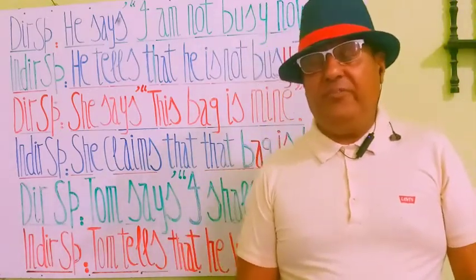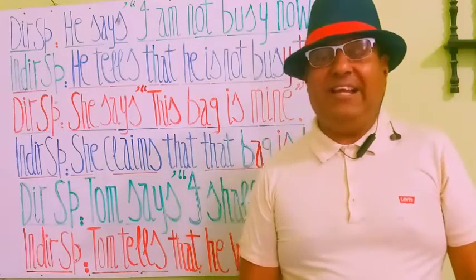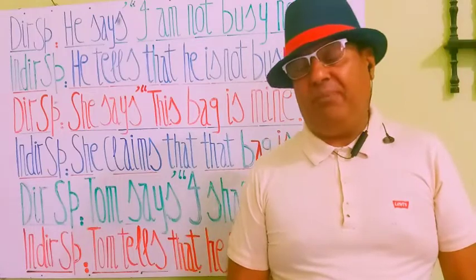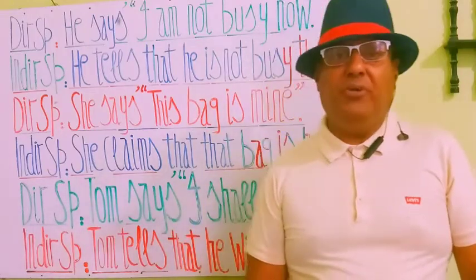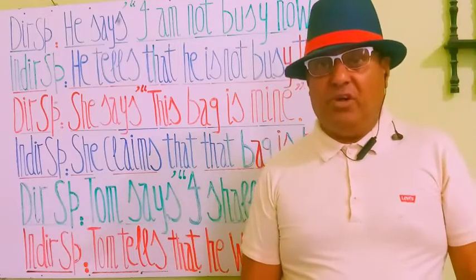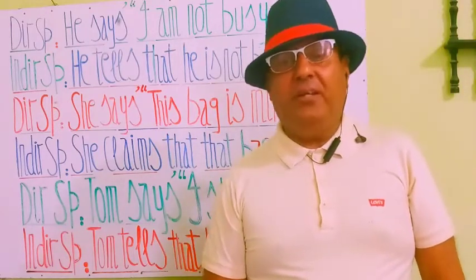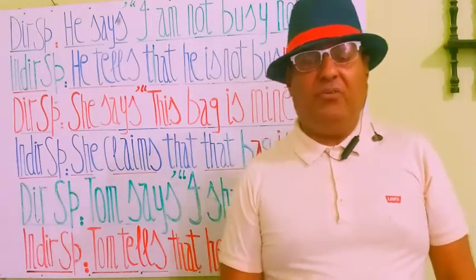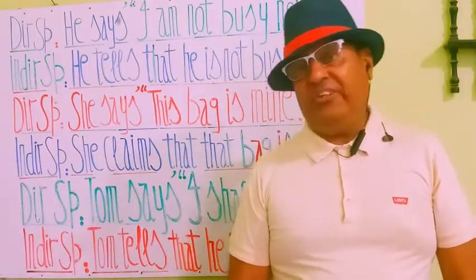Tom says, "Dad, I shall help her." Commas close, full stop. Tom says, Tom कहता है that, Tom says, comma straight, I shall help her. मैं उसकी मदद करूँगा. Commas close, full stop. Now move to the change.